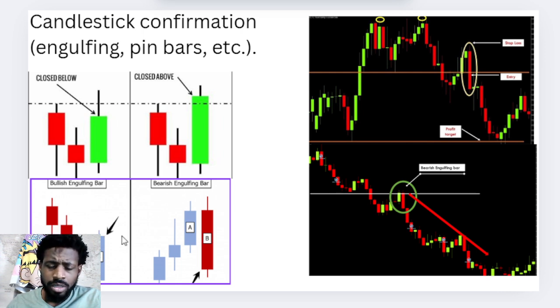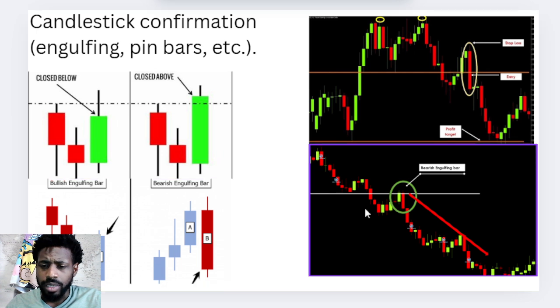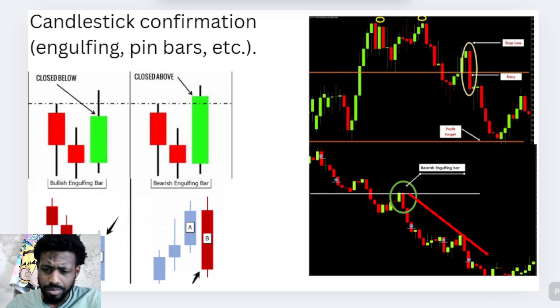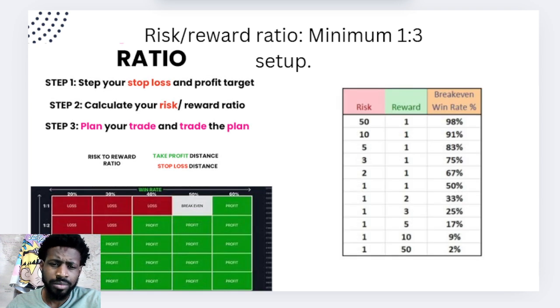Then you have the bearish engulf bar, where the body drops down and closes right below this previous candle right here, which is a good time of entering. And there's big volume within that candle as well. And then we go to the next one.